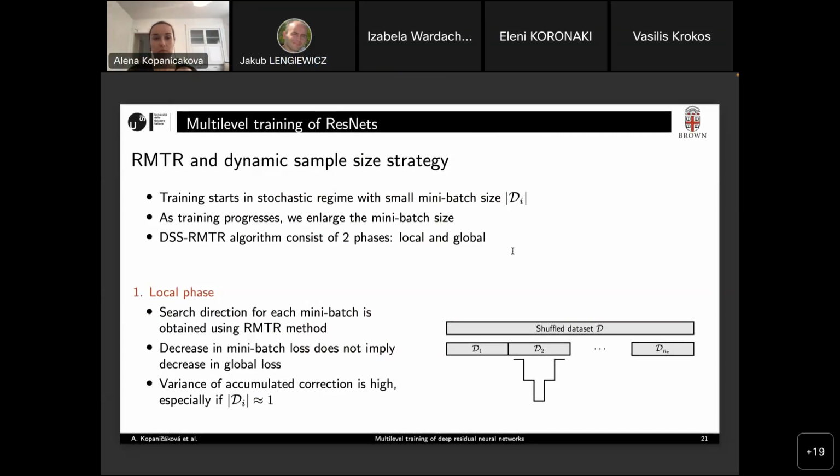The algorithm which we employ is called a dynamic sample size strategy, and it has two phases, local and global. In the local phase, we have our shuffled dataset, which we split into mini batches, and then we pass through all mini batches in a sequential manner. Every time we are in a new mini batch, we perform one step of a trust region or multi-level trust region method.